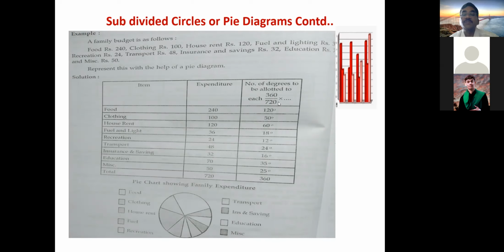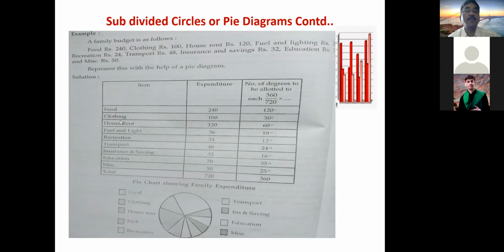Similarly, 360 divided by 720 into the second component 100, then you will get 50 degrees. Then 360 divided by 720 into 36. Like that, if you go on and do this for all these components, you will get component-wise degrees.